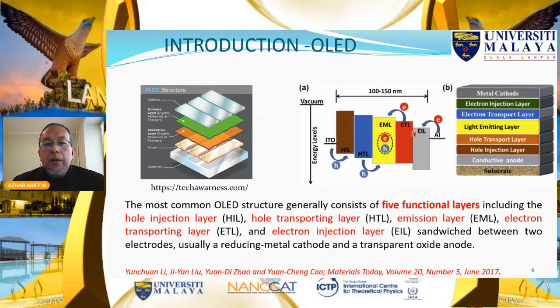All of these layers are made of organic material, and they are sandwiched between 2 electrodes, usually a reducing metal cathode and a transparent oxide anode.